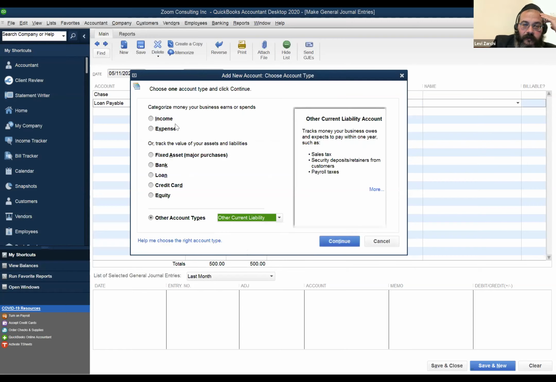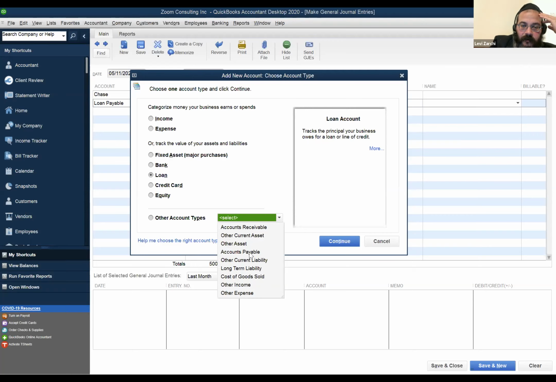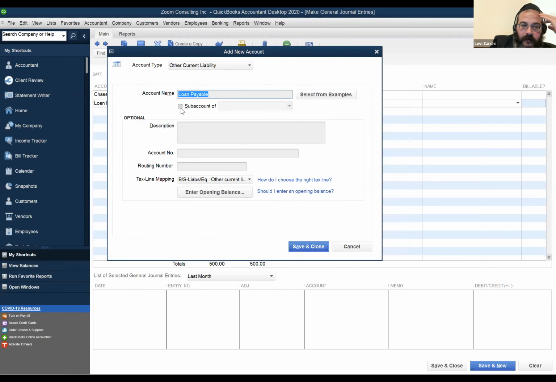So if you would create a new account, it's not income or expense, it's not a bank. You could put a loan here, it's fine. Track the principal your business owes for a loan or line of credit. You could have done it as a loan, or you could put it as other current liability. Either way, you have your account, and the account name is loan payable.